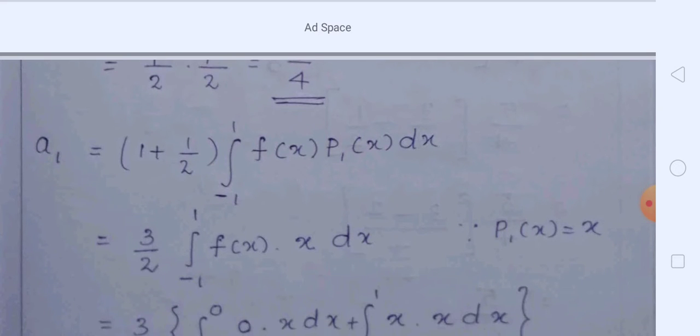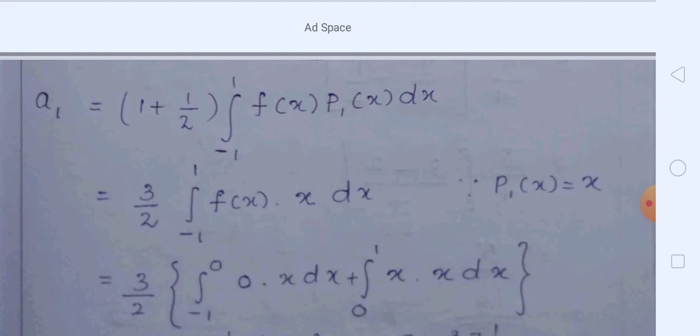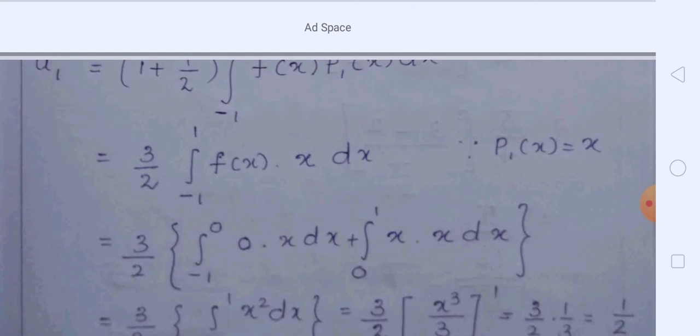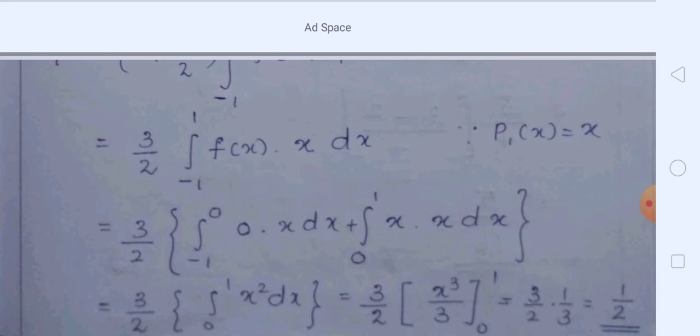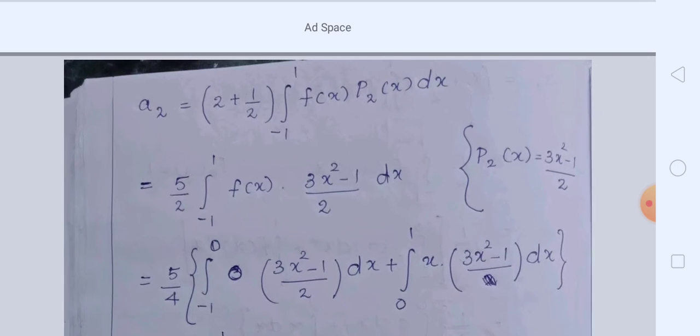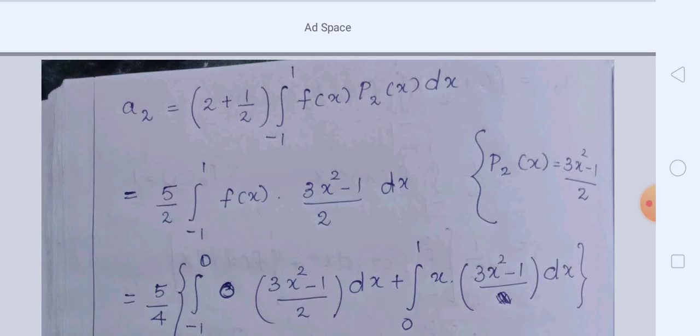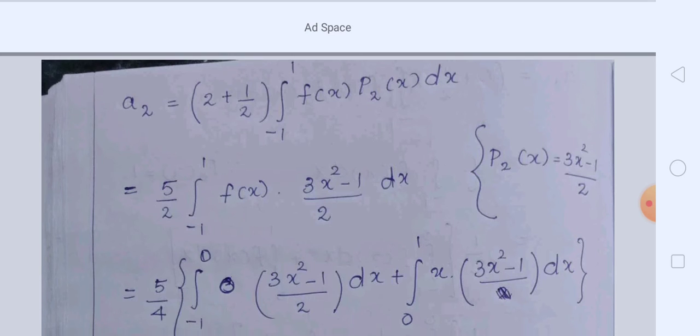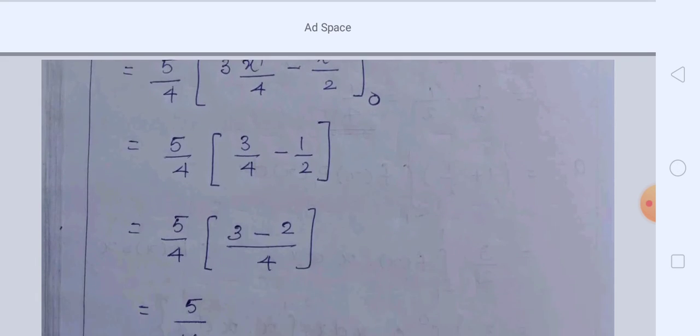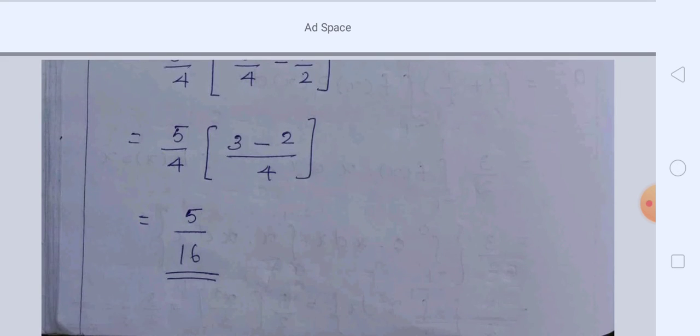Next, a_1. Similarly, we can write a_1 equal to (1 plus half) integral minus 1 to 1 f(x) P_1(x) dx. P_1(x) is equal to x, so that is equal to 3 by 2 into integral minus 1 to 1 f(x) into x dx. Then split the integral into minus 1 to 0 and 0 to 1. So from minus 1 to 0 it is 0, and from 0 to 1 it is equal to x. Then integrating we get it is equal to half. And a_2 equals (2 plus half) integral minus 1 to 1 f(x) into P_2(x) dx. P_2(x) is equal to what? 3x square minus 1 divided by 2. Substituting and splitting the integral, we get the final answer is 5 by 16.